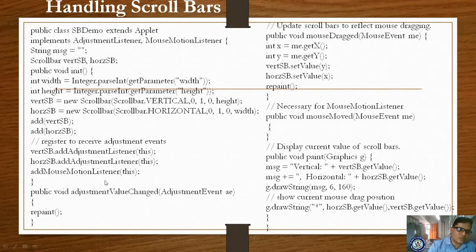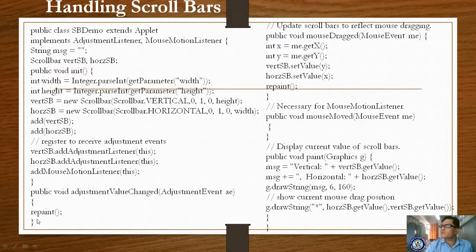To execute these listeners, you have taken the event. To execute this event, we have to use listeners, right? We have to elaborate methods. Let us see what is the method we have registered: public void adjustment value changed. For this event we have the listener. These are the event handler methods. Public void adjustment value changed of adjustment event AE. So you are calling the repaint method.